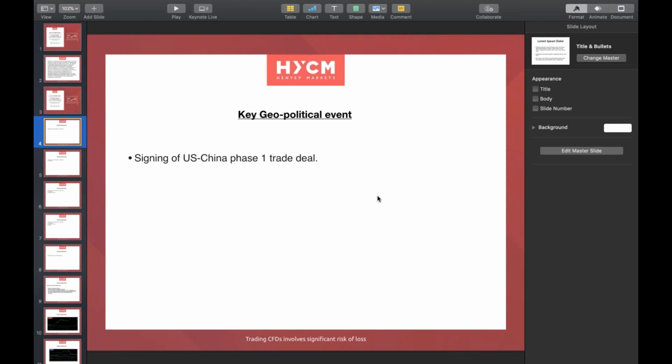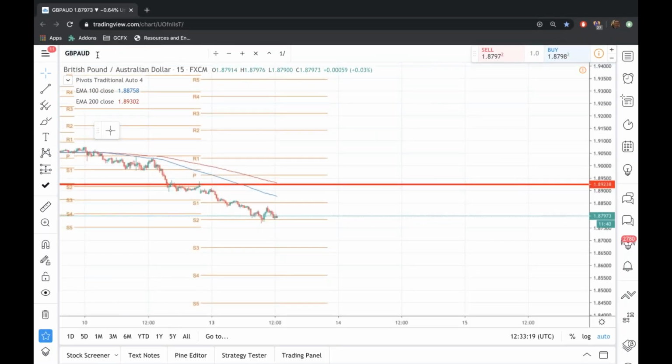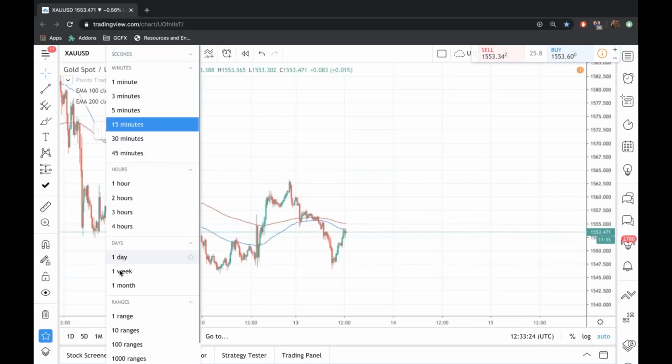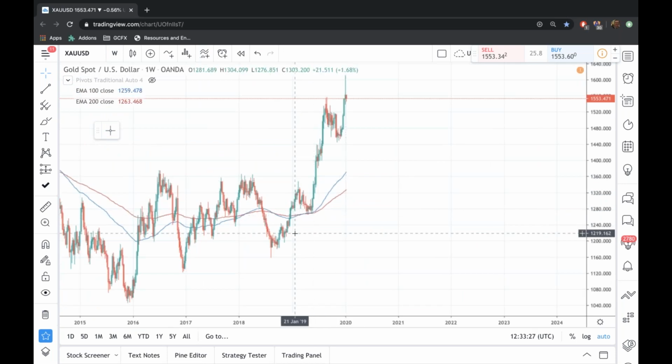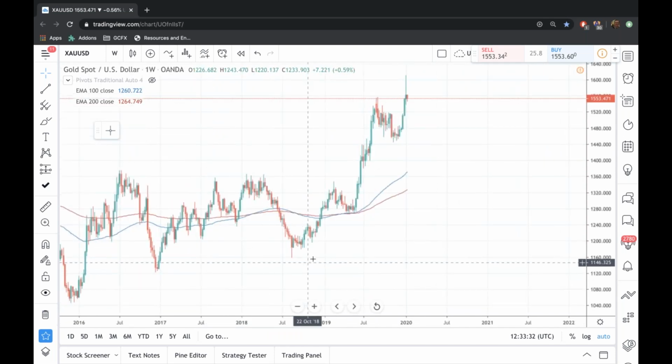And the first one, of course, is the signing of the US-China trade deal, phase one. Now, all through 2019, we've seen the US-China trade war be a continual drag on the market. Just looking at the gold chart here, throughout 2019, we had the US-China trade war really kick off in earnest around December 2018. That's when it really kicked off, and we've seen these strong bids in gold.